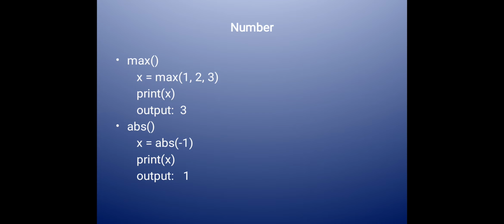Then comes the absolute function. The absolute function is used to find the absolute, or the positive value, of the given value. So x is equal to absolute of minus 1, print x, the output will be 1. So it will ignore the negative sign and return the positive value. Okay.